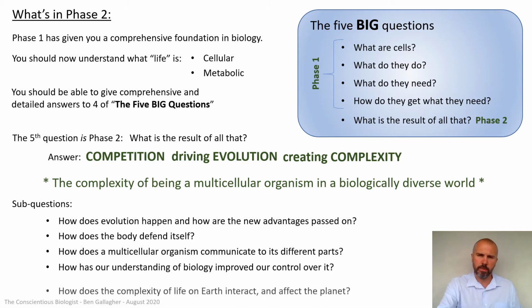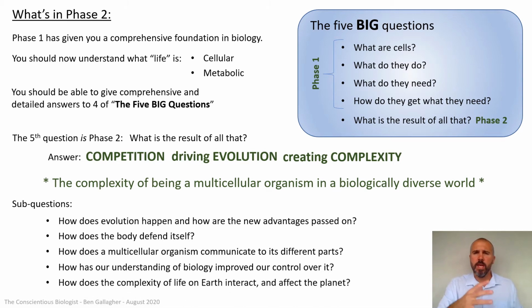Okay, so that's a more human element to it. And then lastly, how does the complexity of life on Earth interact and affect the planet? So that's more looking at the ecology side. So take a screenshot of this, add it to your notes so you've got it there as this is the overall of phase 2, and that it is really just an extension of phase 1, which was those first 4 questions. We'll move on now and I'll give you the topics.